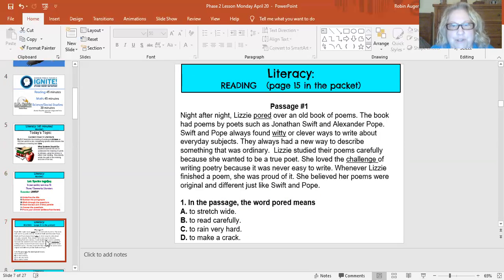All right, passage number 1. This is on page 15 in the packet, I believe, okay? All right, here we go.